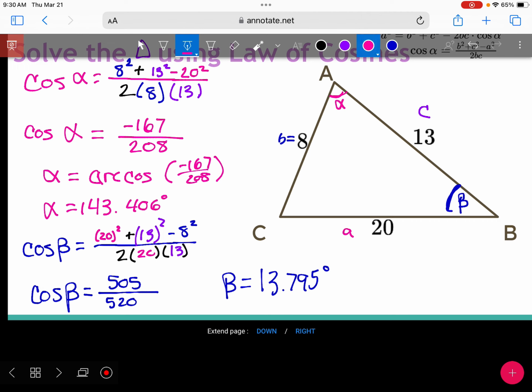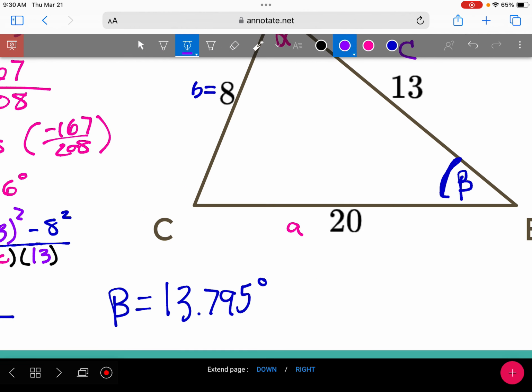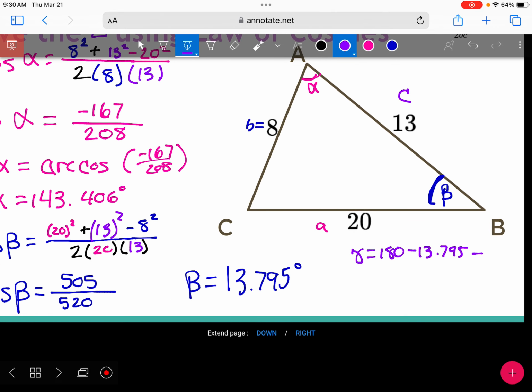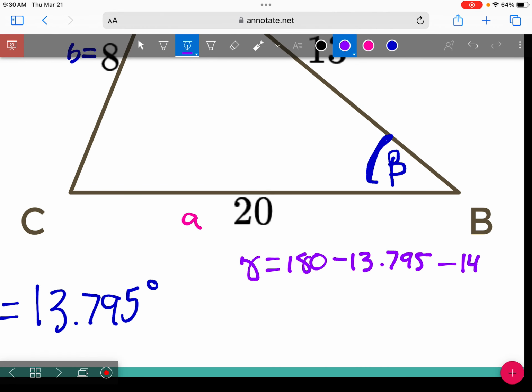To find gamma, triangle sum. We are not going to make our life difficult and do law of cosines again. Don't torture yourself. It all adds up to 180 anyway. So we know gamma is going to equal 180 minus those 2 angles we found, our 13.795 and our 143.406.